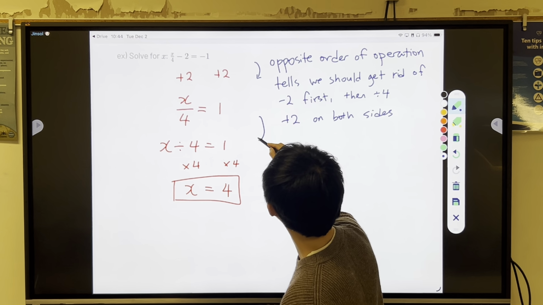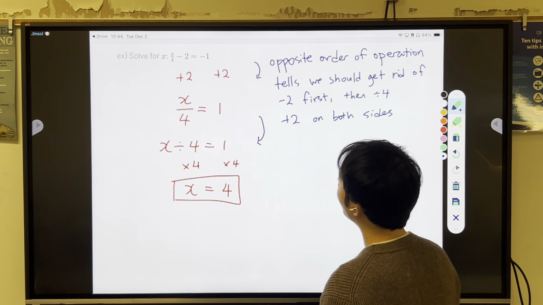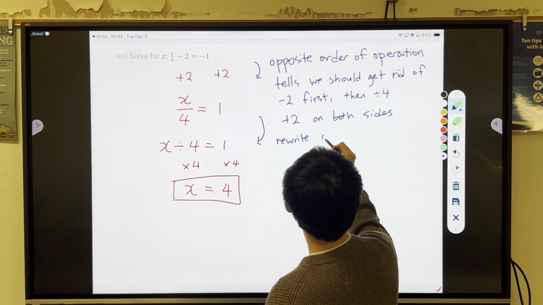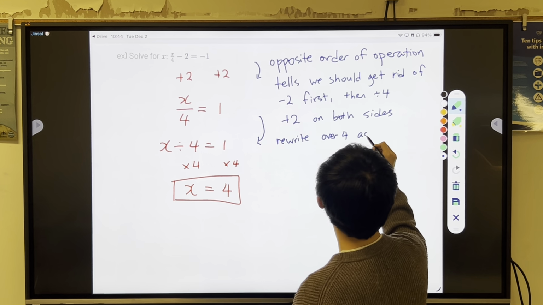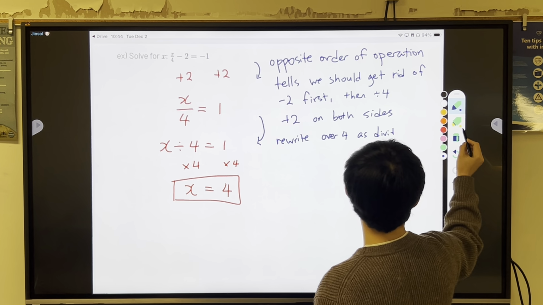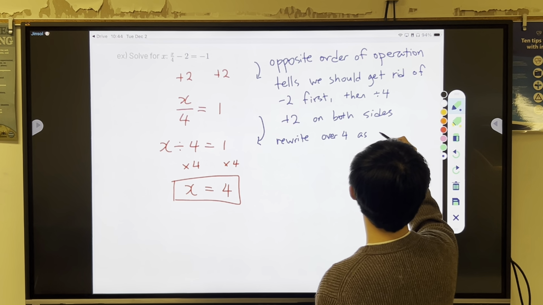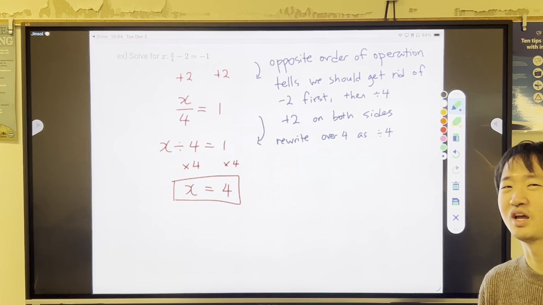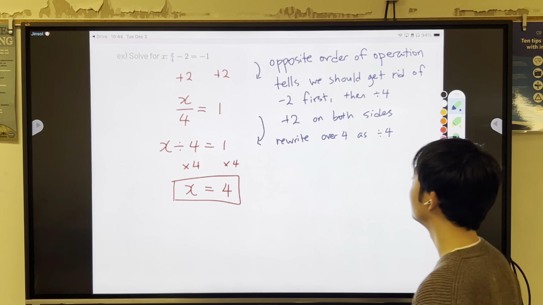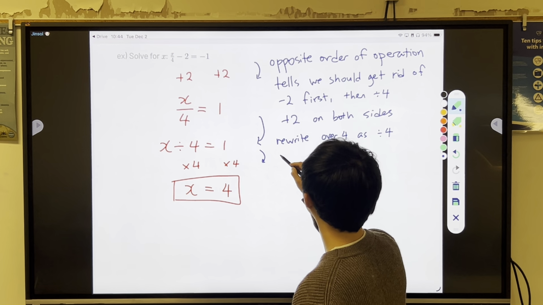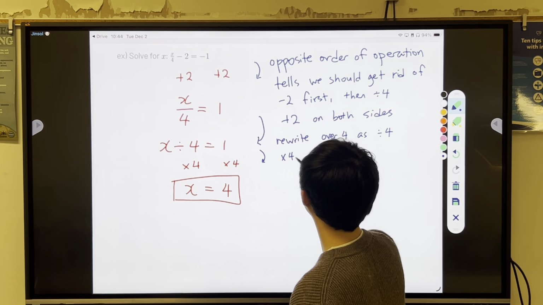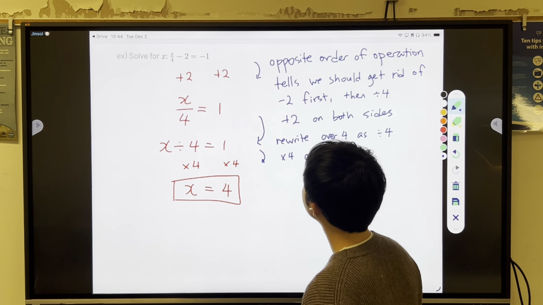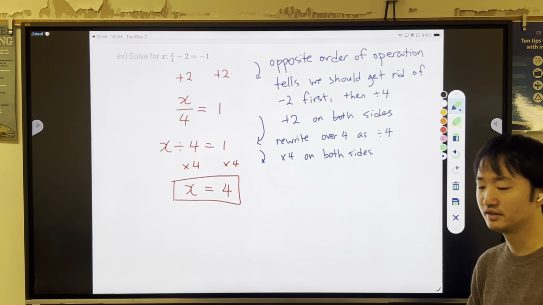And then from here, I rewrite over 4 as divided by 4. This is something I like to do for fractions because sometimes people forget that a fraction is division. And then I multiply by 4 on both sides, times 4 on both sides. And then I get the answer.